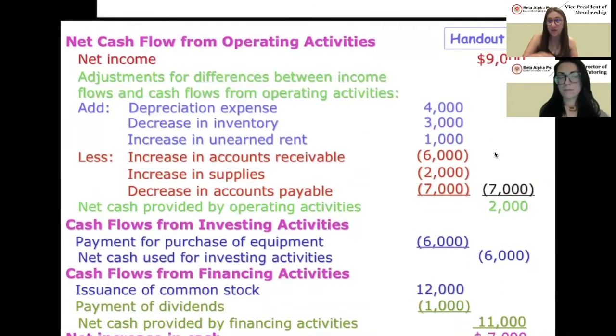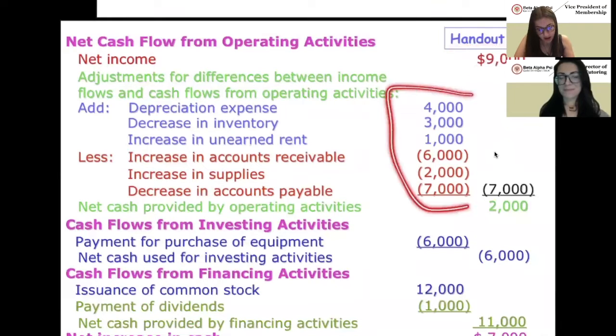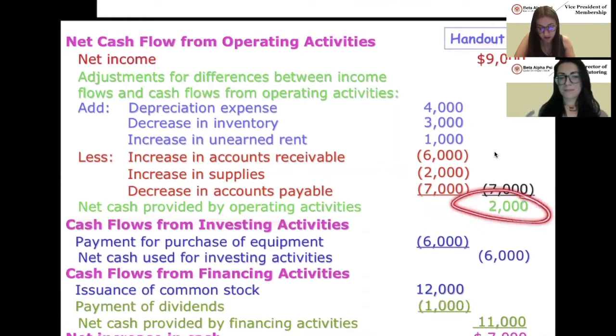And now we need to see what we need to add to our net income and what we need to subtract from our net income. This is on an accrual basis, and we need to add and subtract all these things to figure out what the cash provided by the operating activities is, what the cash basis net income is.